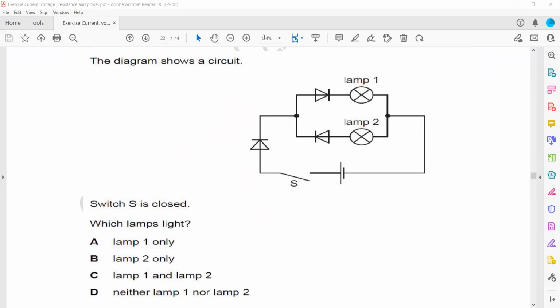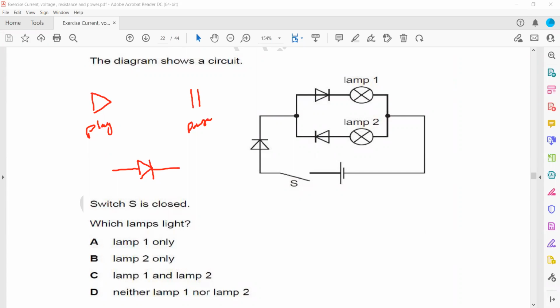In this question, the diagram shows a circuit which has a diode. So remember, when the current is passing, it is easy to remember the working of a diode. A diode is like a combination of symbols. On a video, this is the symbol to play, and this is the symbol to pause a video. If I combine them together, it becomes play and pause, and that is actually the symbol for a diode.